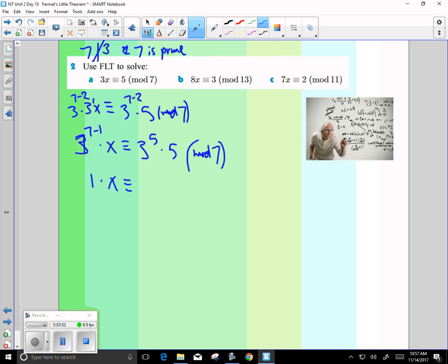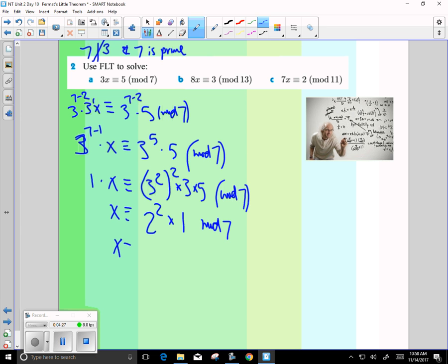And then this is going to be 3 squared times 3 times 5 mod 7. 9 is 2 mod 7, 2 squared. 15 is what mod 7? 3 times 5 is 15 compared to 14, which is 1, mod 7. So I think this is just going to turn into 4, mod 7.